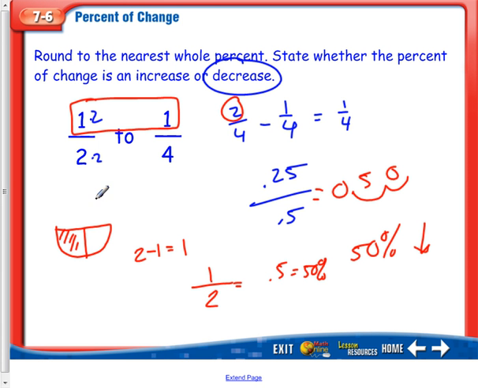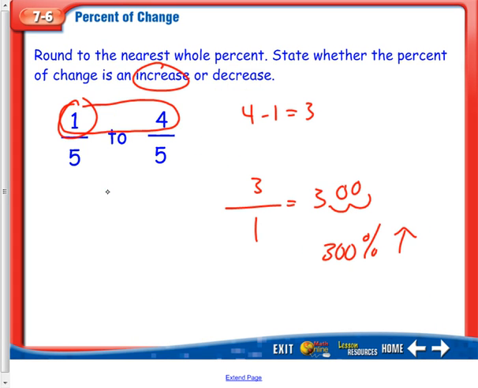In this case, we could just think, well, we're going from 2 to 1. Okay, so it's a 50% decrease. And in this case, we went from 1 to 4, and that's all you're thinking about. You went from 1 to 4 because the denominators are the same.